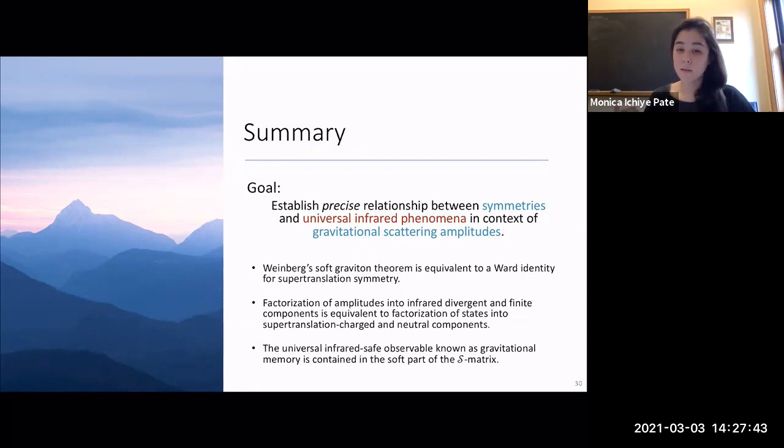And we saw that in particular, the soft part of the S matrix was reproduced by the part of the states that was charged under the supertranslations. And we used that to construct an infrared safe observable, which we saw then could be identified as gravitational memory, which is something that can be measured.